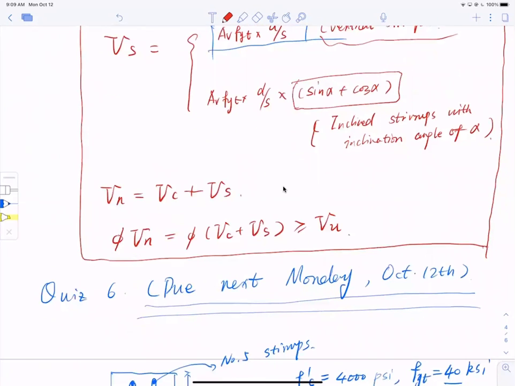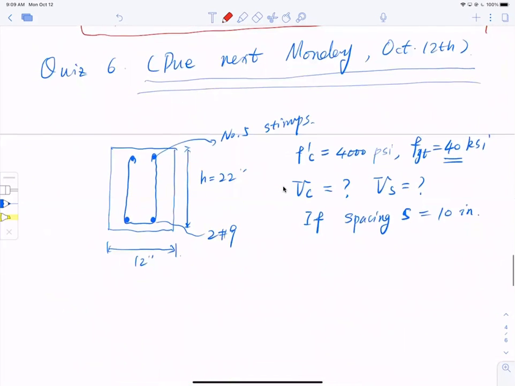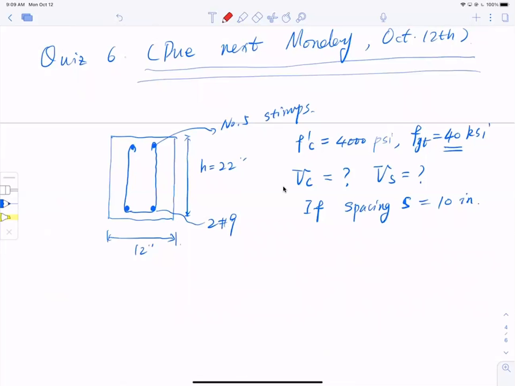Afterwards, you have Vn, which is the nominal shear resistance from concrete and steel. Add them up, and then apply the phi strength reduction factor, and I remind you again, this is 0.75, to make sure that it is bigger than the applied shear. All right, so we left the quiz here. We have a rectangular section and box stirrups, number 5 stirrups, and we have the strengths, and we will ask you to find the concrete contribution and the contribution from steel.